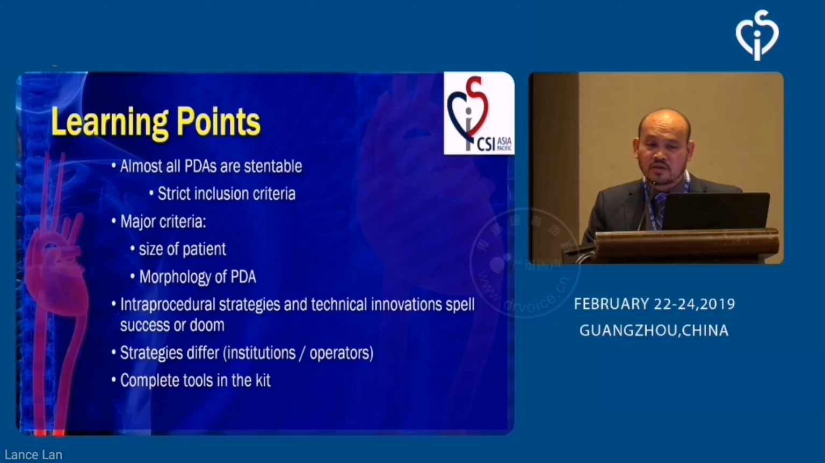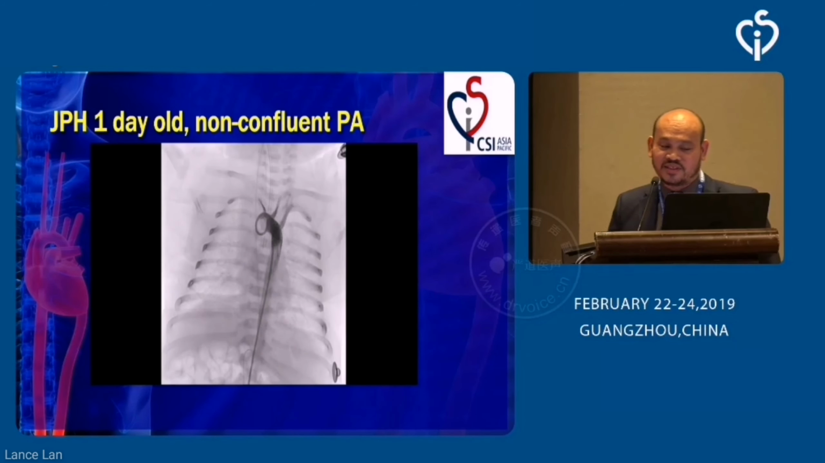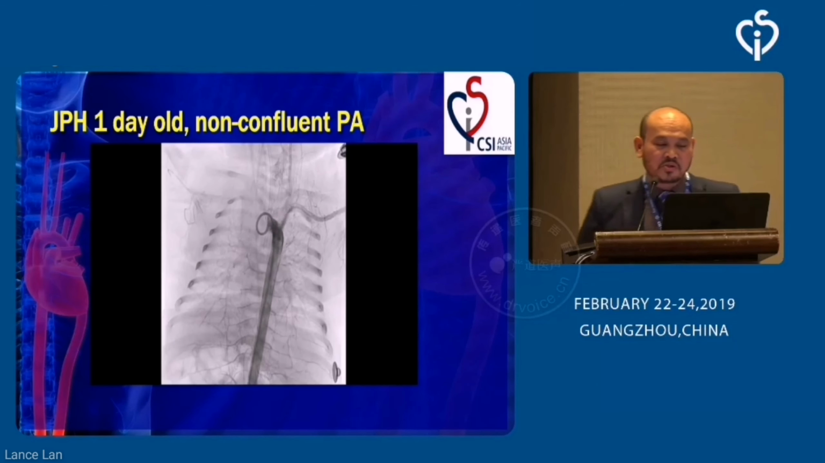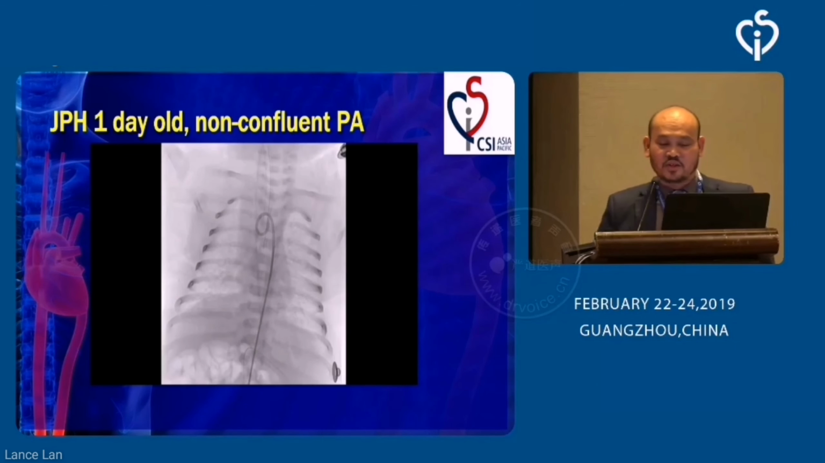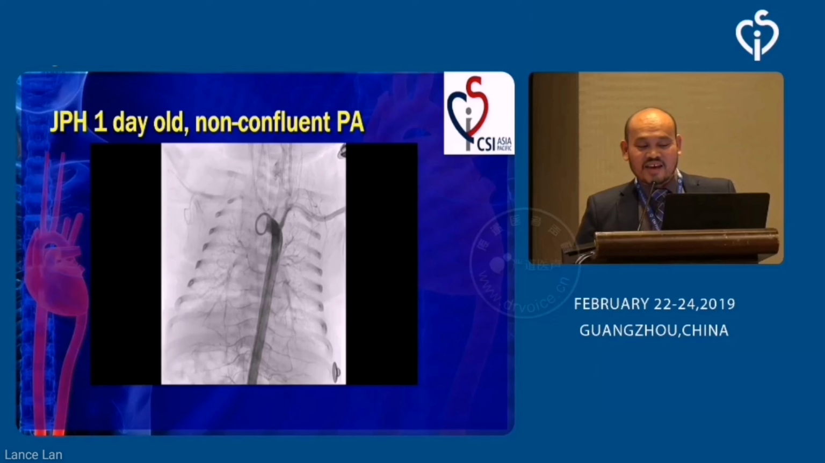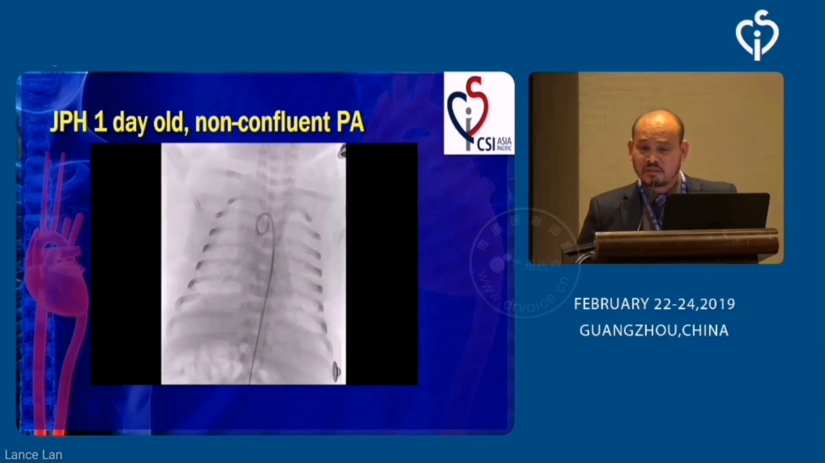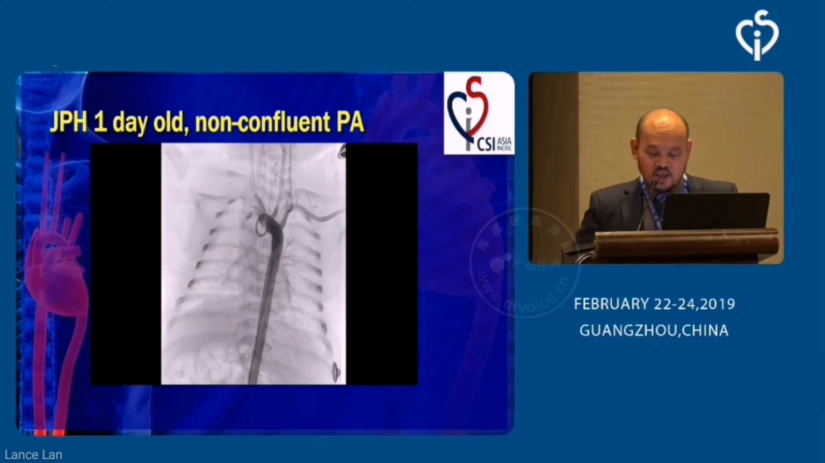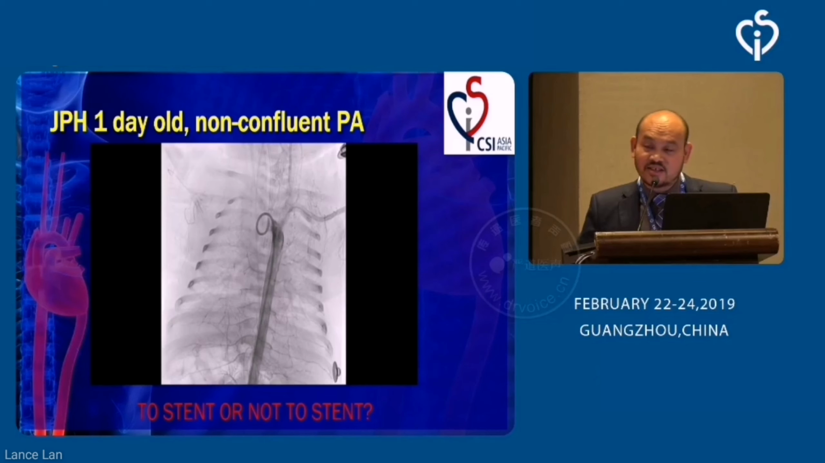But what if you are confronted with this kind of anatomy? This is a 1-day-old non-confluent pulmonary artery, tough. Okay, the right PA coming from the innominate with two tortuosities, the LPA coming from the underbelly of the aorta. So, are we going to stent or not to stent?